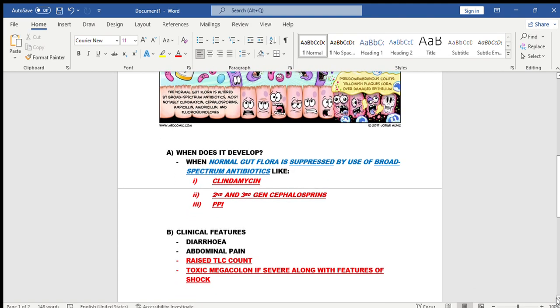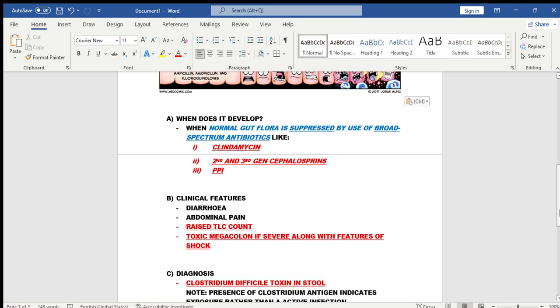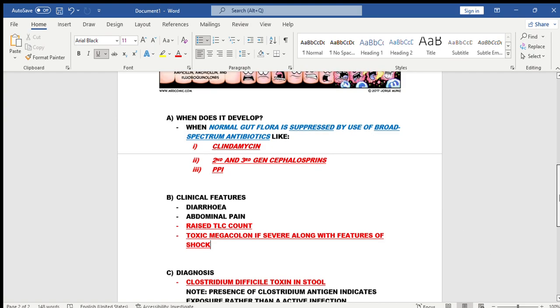So let's look at the clinical features. As I've told you, since we're talking about gut, you'll have diarrhea, right? Now, if you're going to have diarrhea, you're going to have crampy abdominal pain, right? And since it's bacteria, we're looking at an infection, so the TLC count will rise. And then you will develop features of toxic megacolon because they are releasing exotoxins into your body. So you will develop features of shock. Now, what are the features of shock? You will have hypotension, tachycardia, a toxic look on your face, an acidotic breathing pattern, you name it and the patient has it, right?